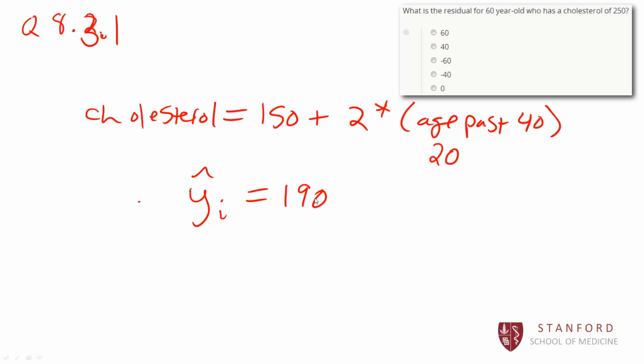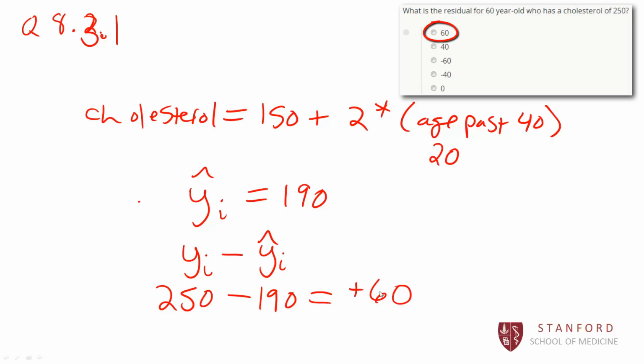This is asking for the residual. So what's his observed, his actual value? The residual is your observed value minus your predicted value. His observed value, his actual value, is 250. His predicted value is 190. So he would have a residual of positive 60, which is A.